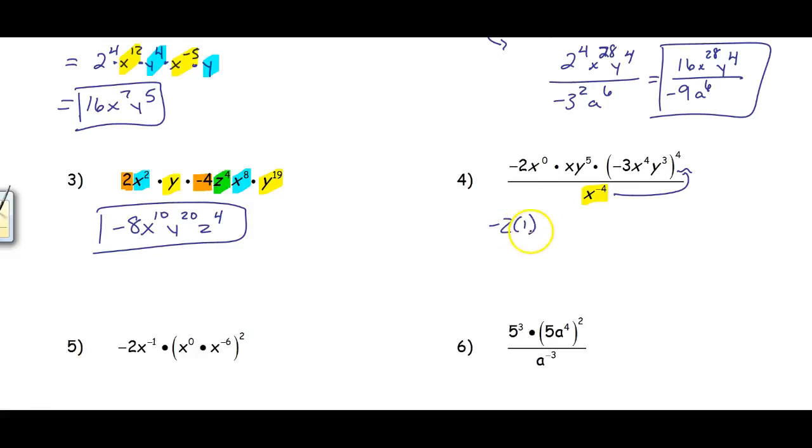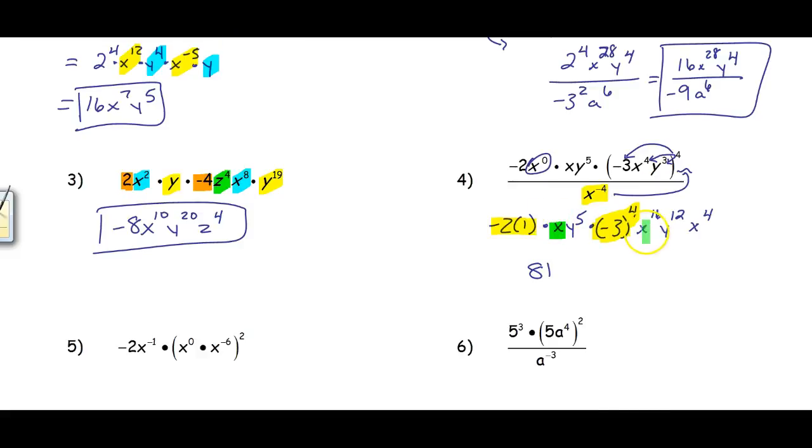-2 times 1, because your x to the 0 becomes a 1, times xy to the 5th, times, go ahead and distribute, -3 to the 4th power, x to the 16th, y to the 12th, and then you have to rewrite your x to the 4th that we moved from the denominator to the numerator. So now go ahead and start simplifying. -2 times -3 raised to the 4th power.